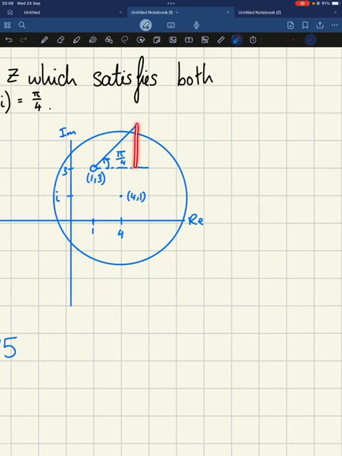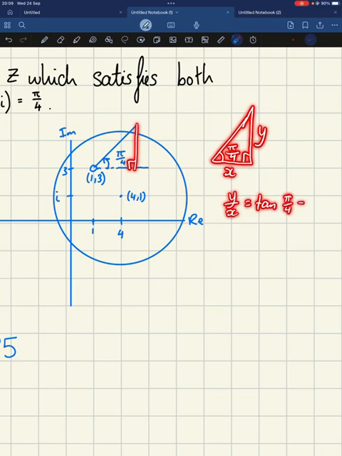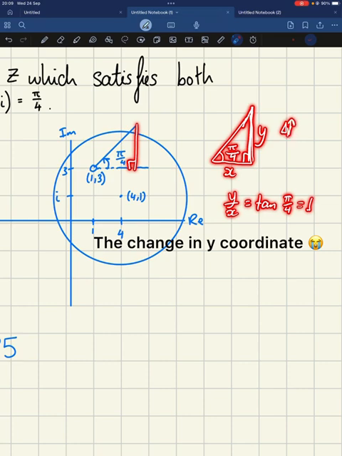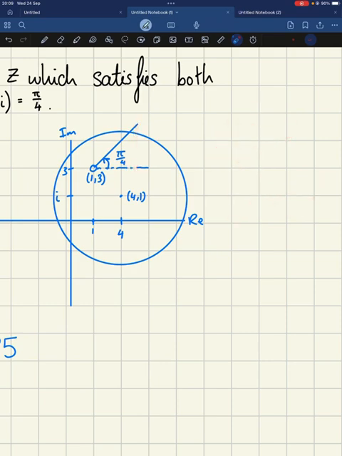Well, if we draw this triangle created over here, so let's say it's like that, this is our y value, this is our x, this is the right angle, this is pi by 4. Well, what we can say is y over x is going to be tan of pi by 4, which is 1. And y over x, well, this length y is just the change in the distance from here to here, and the x is the change in distance from here to here. So this is our change in y over change in x, which is the gradient, which is 1. So we have a gradient of 1.